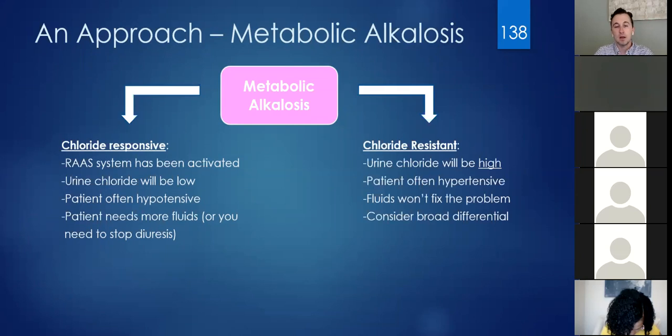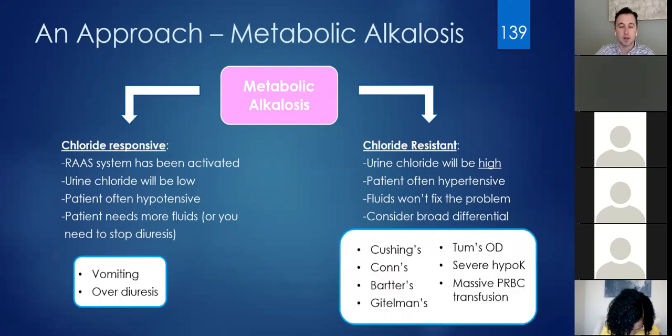On the other hand, fluids aren't going to help you in chloride resistant metabolic alkalosis. Okay, so there's nothing that's activating the RAS system. These patients are often hypertensive. As I mentioned, they're peeing out urine chloride, so the urine chloride will be high. Fluids won't fix the problem, and you really need to start considering other more rare things.